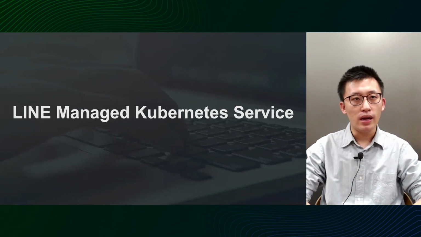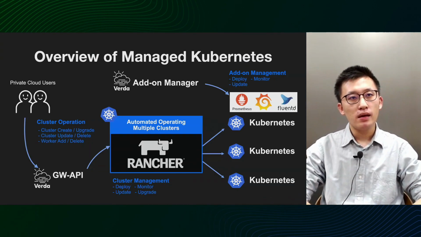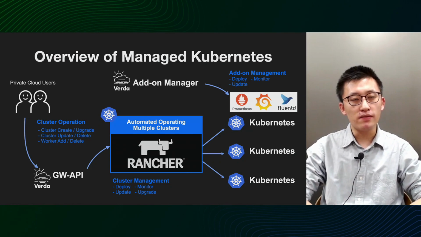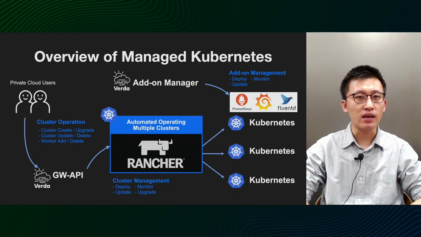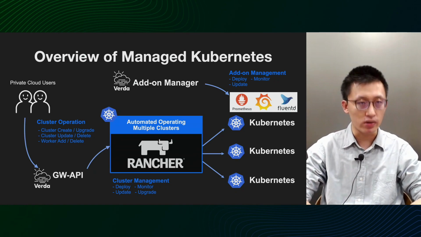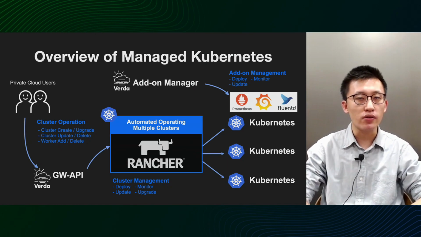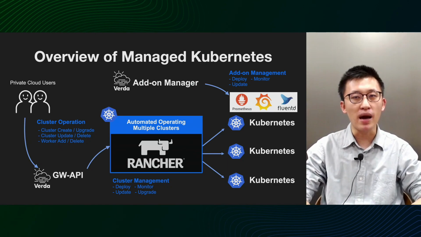So first of all, let me introduce the architecture of LINE Managed Kubernetes Service. The platform includes three parts. The first one is the Gateway API. It is responsible for handling users' requests for cluster and node operations. The Gateway API doesn't include the actual cluster and node operation logic. It just validates and forwards those requests to the backend cluster management service.